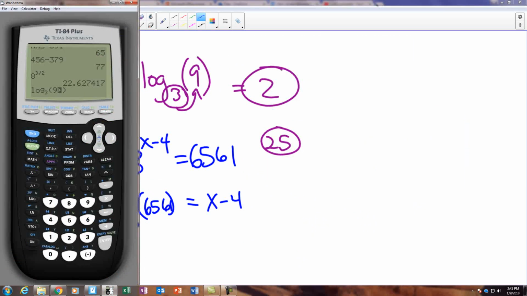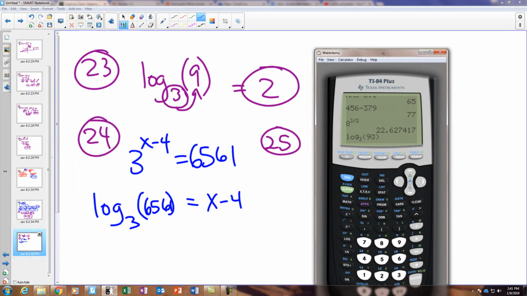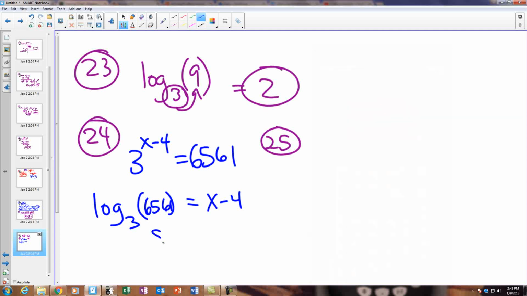All right, so I'm going to do that. I'm going to do math. Oops, clear this. I'll just come in here. It's already base 3. And I'll put 6561. Evaluate comes out as 8. Which means I have 8 equals x minus 4, making x equal 12.